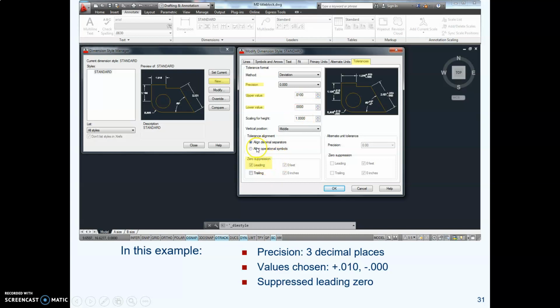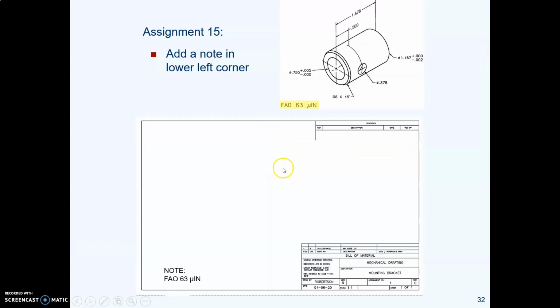And then, this is very important, at the bottom, there's this box that says zero suppression. We need to check the one that says leading. So we are going to suppress the leading 0. If you don't check that box, your dimension will come out with a leading 0, and then I'll complain. Then you'll add a note in the lower left corner of the title block, FAO, blah, blah, blah. This stands for Finish All Over 63 micro inches. That's 63 millionths of an inch. That's the smoothness of the surface finish.